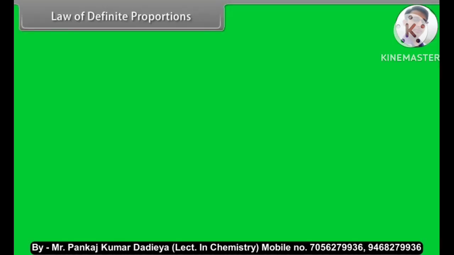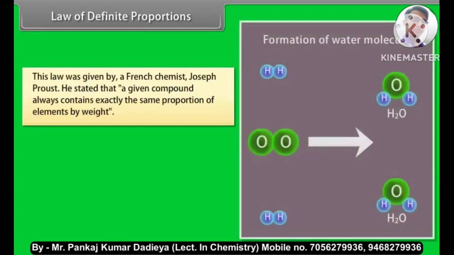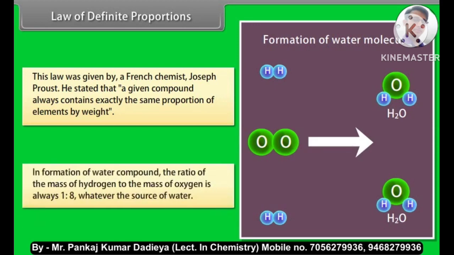Law of definite proportions. This law was given by a French chemist, Joseph Proust. He stated that a given compound always contains exactly the same proportion of elements by weight. In the formation of the water compound, the ratio of the mass of hydrogen to the mass of oxygen is always 1:8, whatever the source of water.